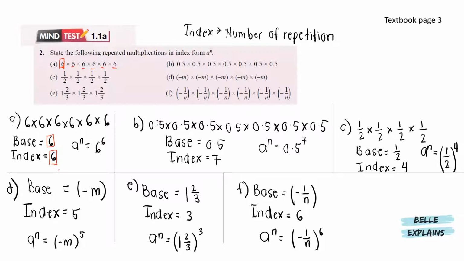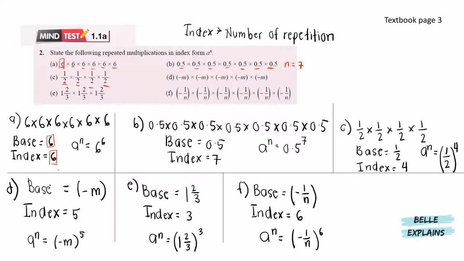Next, for b, we have a multiplication of 0.5, 7 times. 1, 2, 3, 4, 5, 6, 7, which means the index is 7. So here we have base 0.5, index is 7. So a to the power of n is 0.5 to the power of 7. Next, for c, we have 1 over 2, multiplication of 4 times. So 1, 2, 3, 4. That will give us base 1 over 2 and index 4, which means a to the power of n will be 1 over 2 to the power of 4.